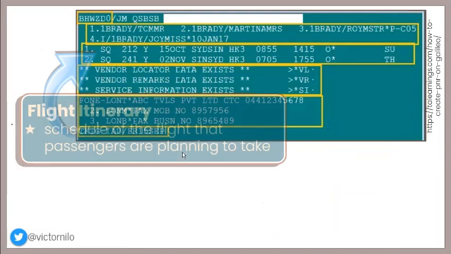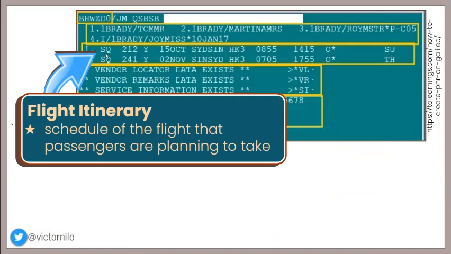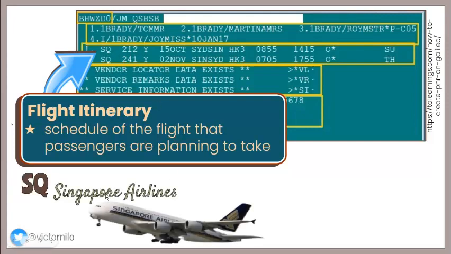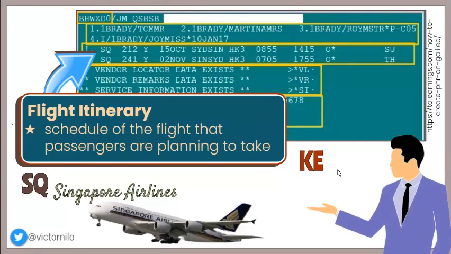In the flight itinerary, we can find the carrier and number. For example, the passengers in the first segment will be flying on SQ212. SQ is the IATA airline code for Singapore Airlines and 212 is the flight number. As a travel agent, it is recommended to be acquainted with the IATA airline designator codes. Can you identify to what airlines these codes are assigned? Comment down below your answers.